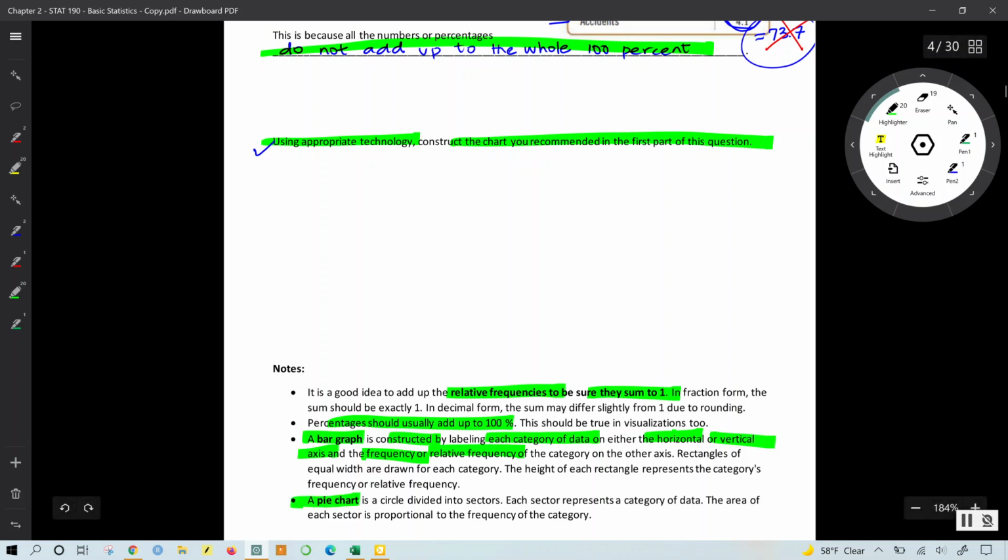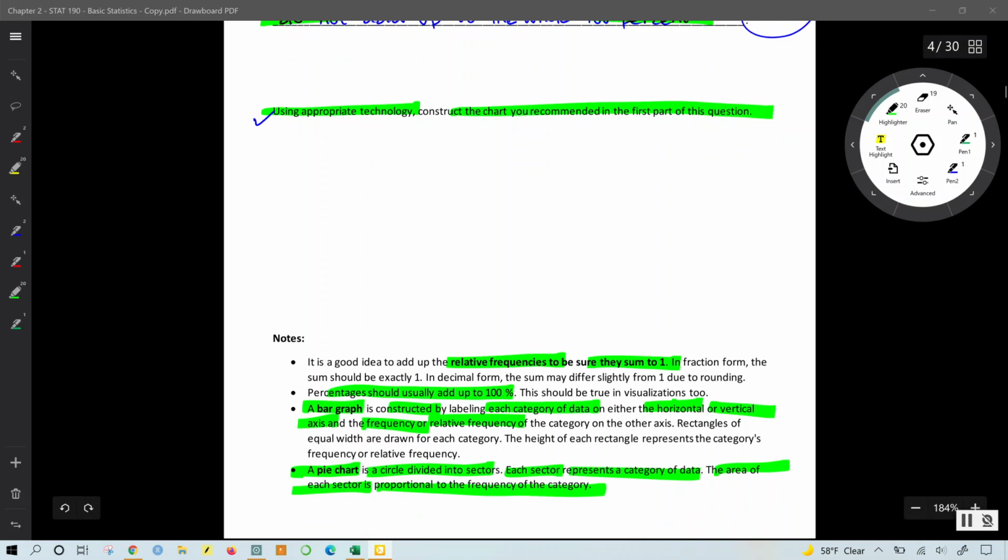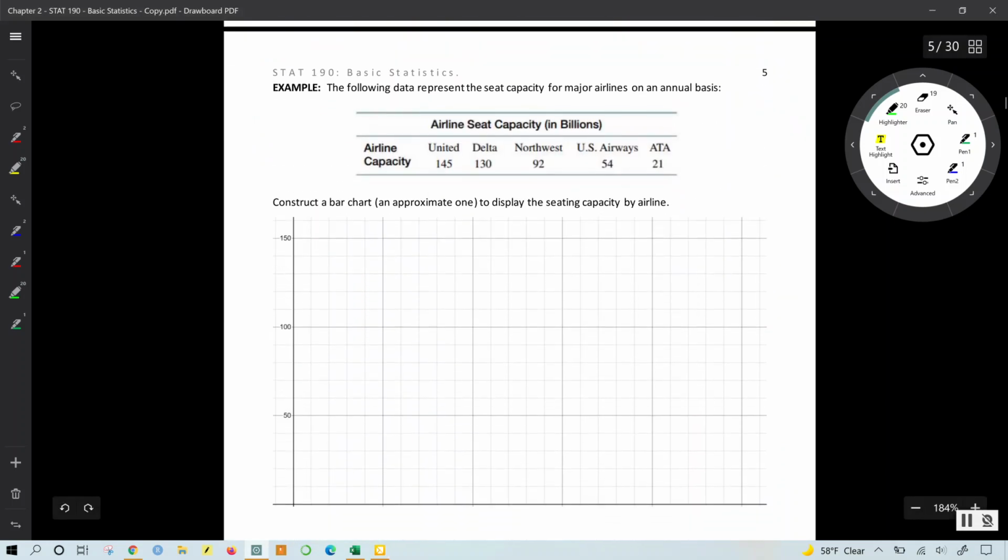Whereas a pie chart is a circle divided into sectors. Each sector represents a category of data, and the area of each sector, in alignment with the area principle, must be proportional to the frequency or the number of instances in each category. We will later see how to draw a pie chart and how it can be effective in representing data. So we move on to the next page.